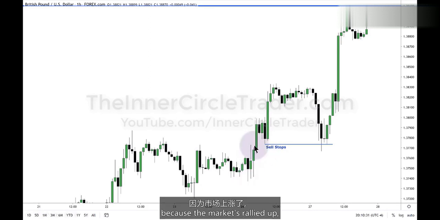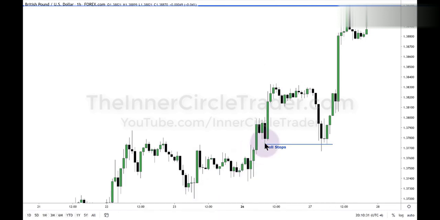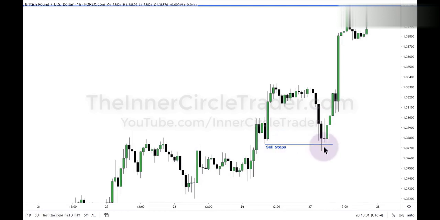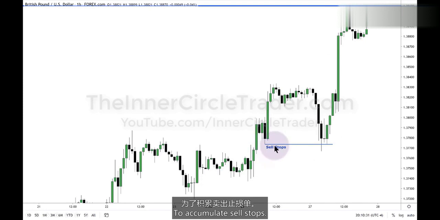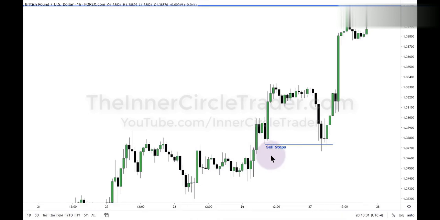Because the market's rallied up, it consolidated, rallied again, and when it's up in here, all in this consolidation, those that bought down here, or even over here, they have their stop loss trailed right below that low. And the market drops down to take those participants out and then rallies. Why is it going down there? To accumulate sell stops. Why are they attacking the sell stops? Because this is attacking participants that are willing to sell at a lower price. Lower than what? When it was up here.